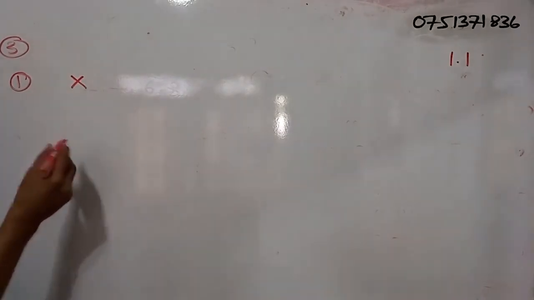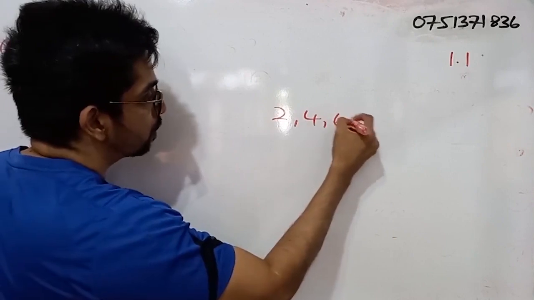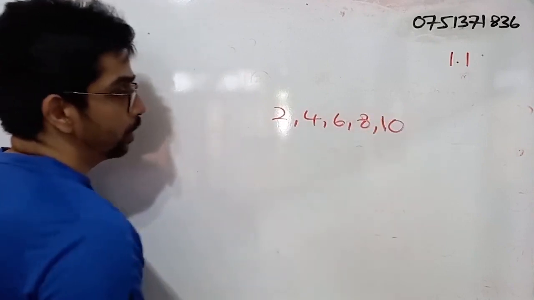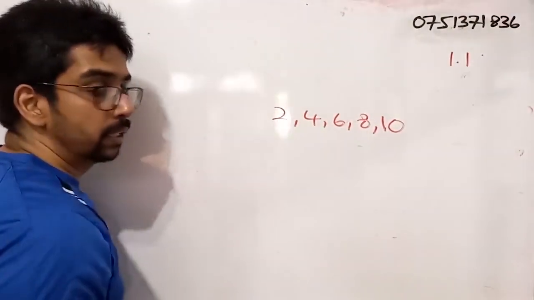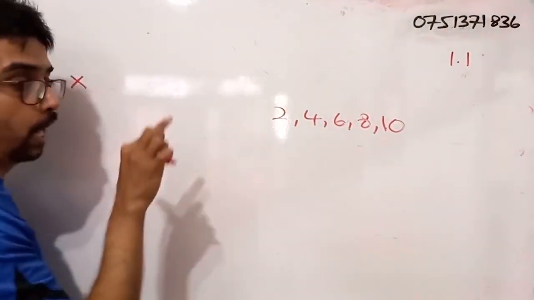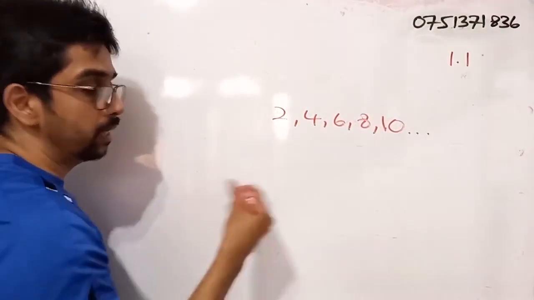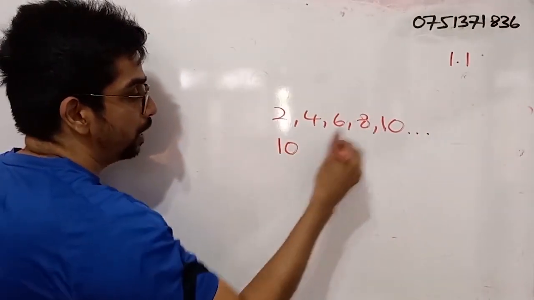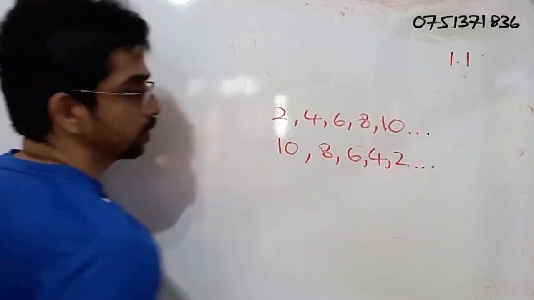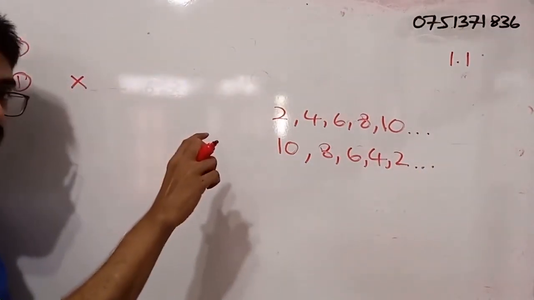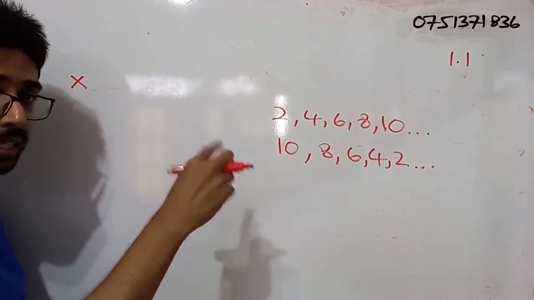Why? If we take the number pattern 2, 4, 6, 8, 10. So this is only in ascending order. And we can take the same thing. Start from here. 10, 8, 6, 4, 2 and so on. So a number pattern can be in ascending order and descending order, and also there are other patterns.